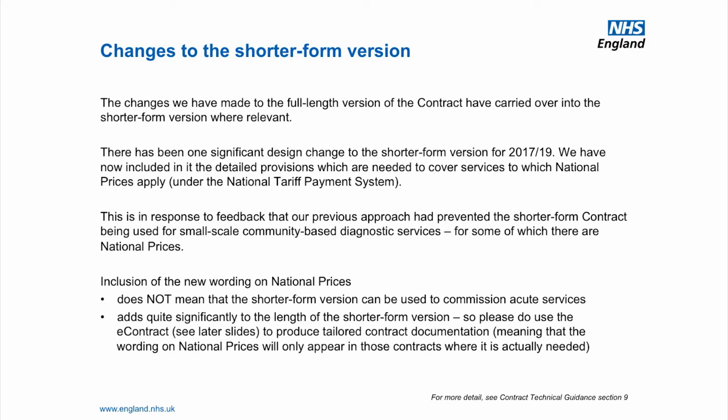What I would say is, be careful about this. This doesn't mean that you can use the shorter form version for commissioning acute services covered by national prices. It's not intended for that purpose, so please don't do that. And remember as well that the new wording we've added back into the shorter form contract around national prices does make the contract that bit longer and that bit more complicated. So please do use the e-contract system to tailor your contract documentation so that the national price wording only appears in those contracts where it's relevant and needed and drops out and doesn't clutter up other contracts where it's not required.